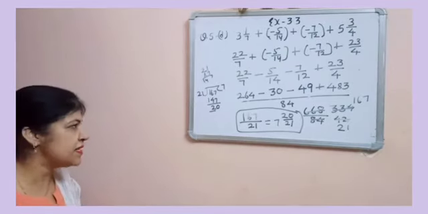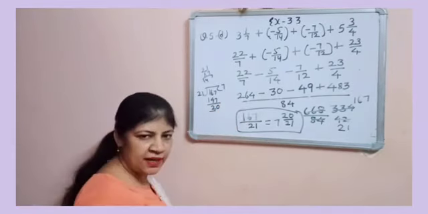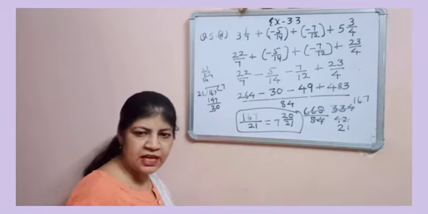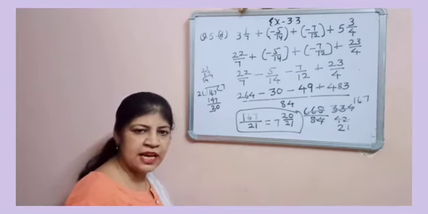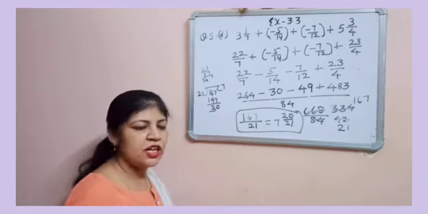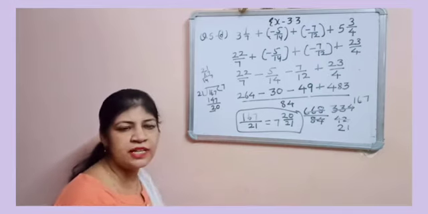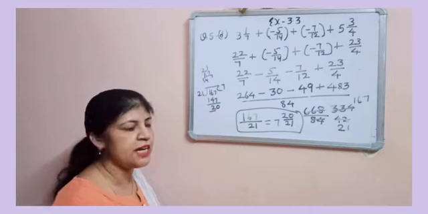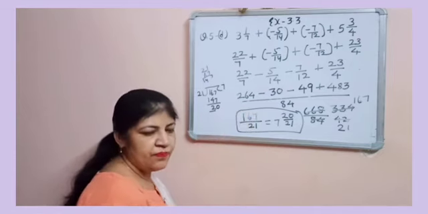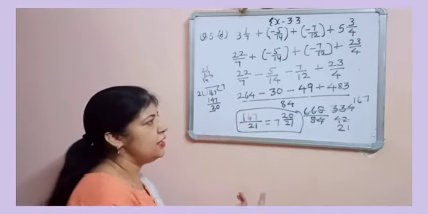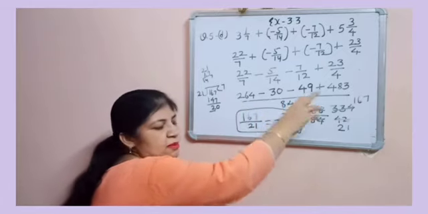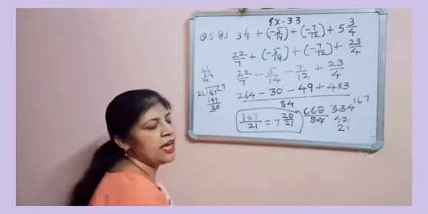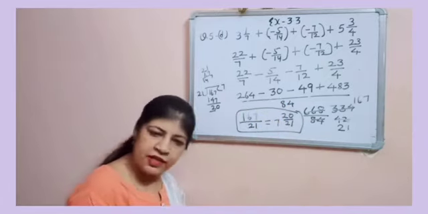So first step, open the brackets. If there is plus sign outside the bracket, the sign will remain as such. If there is minus sign outside the bracket, then the sign will change inside the brackets. And then take the LCM of denominators and solve it. Is that clear?